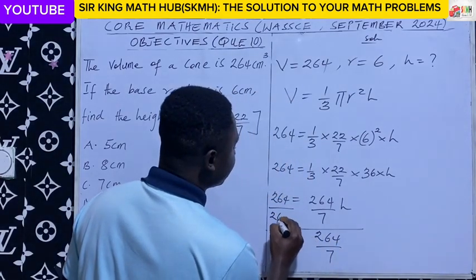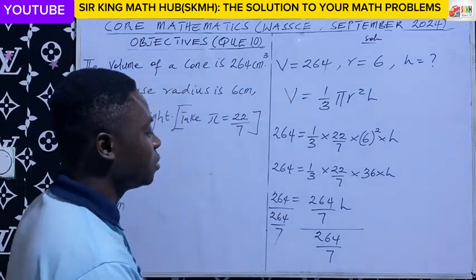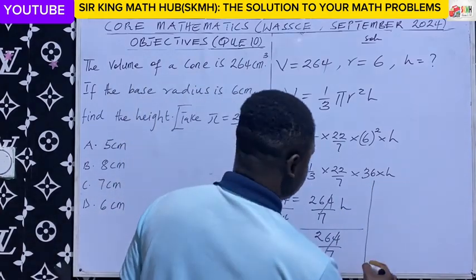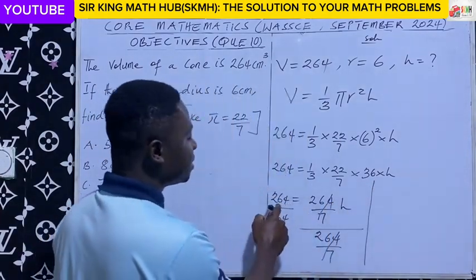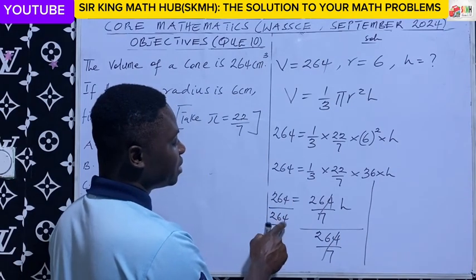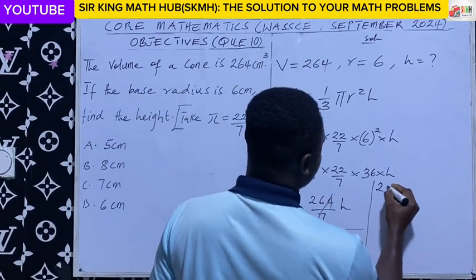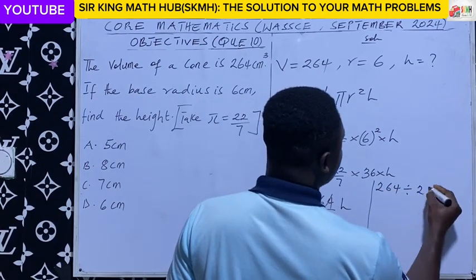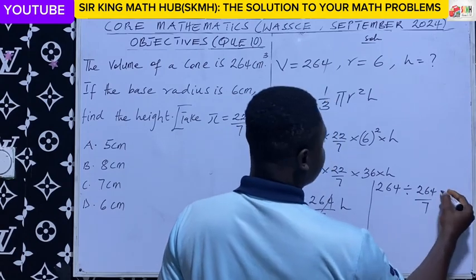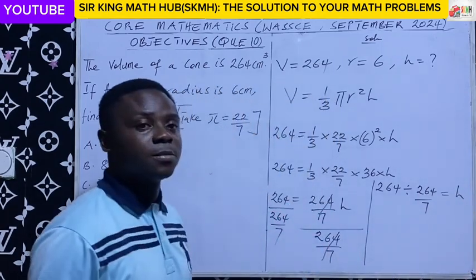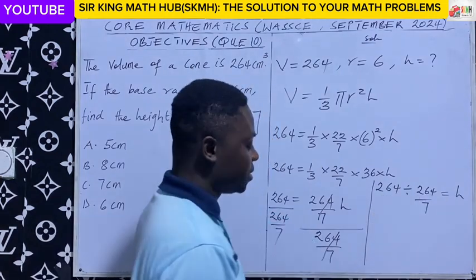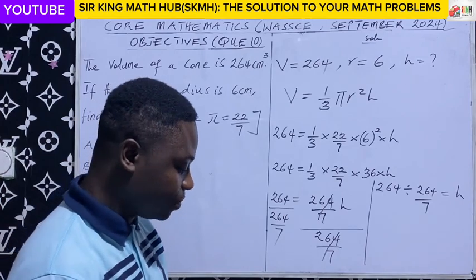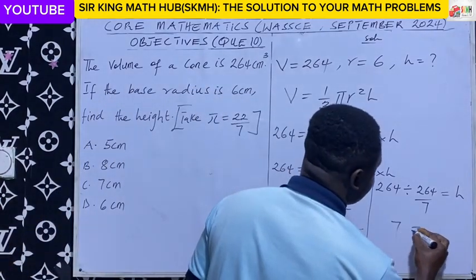We divide here by 264/7. So 264/7 will cancel out. We now have 264 divided by 264/7 could be written as 264 divided by 264/7, and this should be equal to h, the height. So now let's simplify this. 264 divided by 264/7. So you have 7 is equal to h.